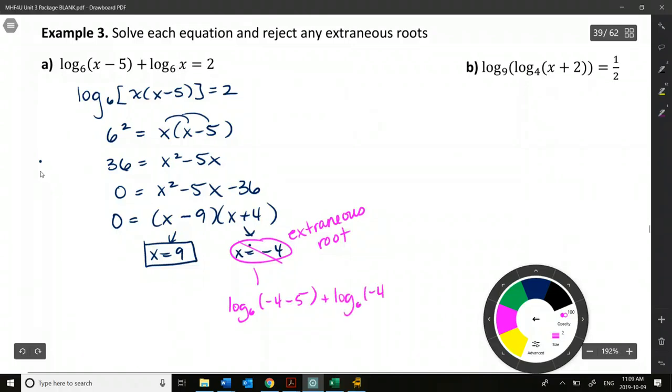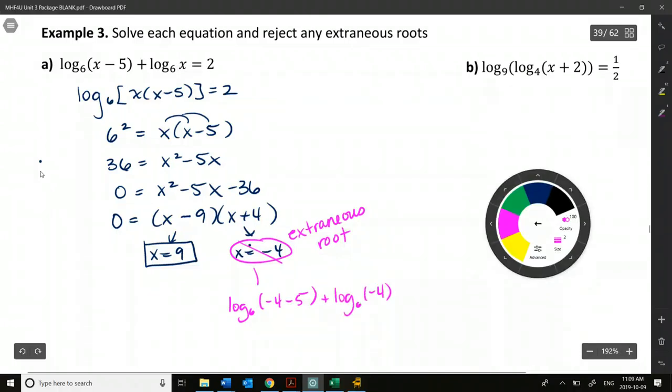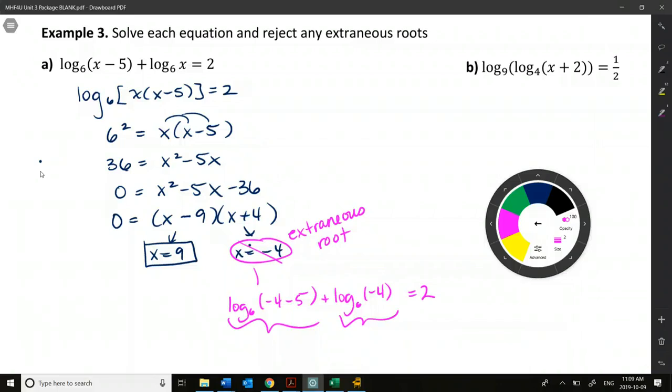Okay, so we do have an extraneous root here because when I sub in negative 4 back into my equation, it's causing me to take the log base 6 of negative 9 and the log base 6 of negative 4.